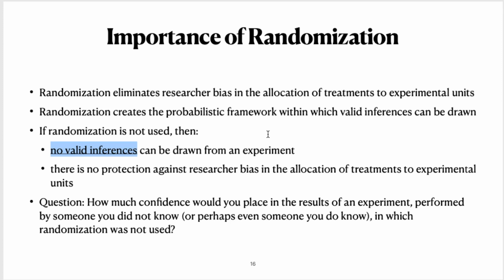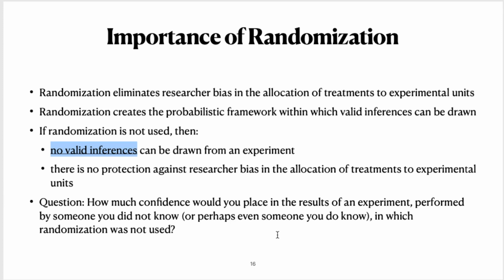The other problem, if randomization is not used, is that there's no protection against researcher bias in the process of allocating the treatments to experimental units, all right? Now, we'd like to think that researchers are always honest, but look, let me ask you the question.